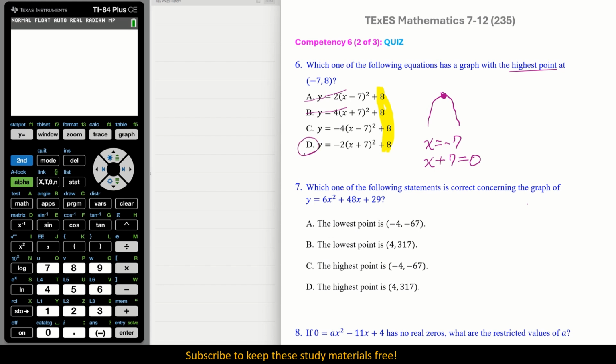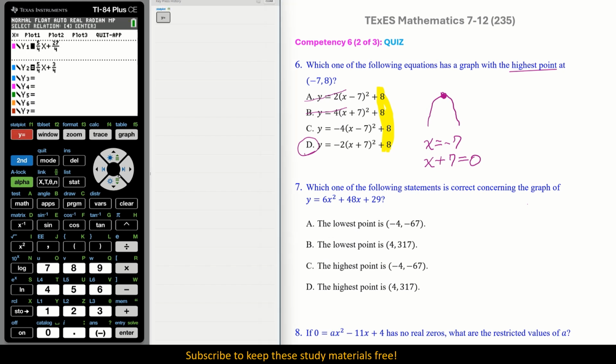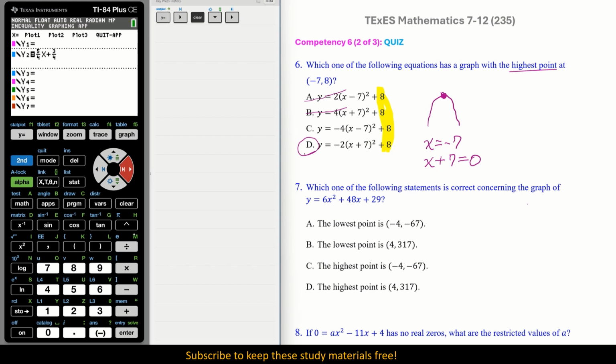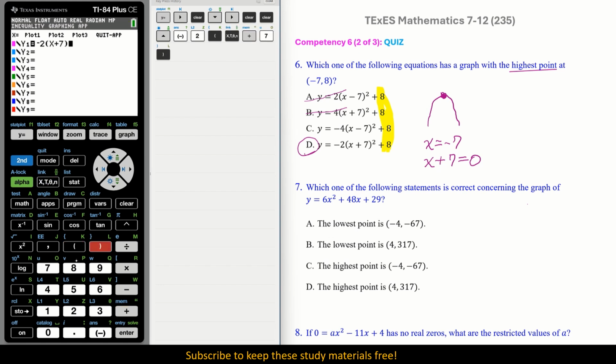If you want to, which I'm not against, go ahead and just graph it. If you get tired during a test, you start double guessing yourself. You're saying, okay, am I right? Am I wrong? And you start getting a little tired, of course. So -2, open parentheses, x plus 7, close, squared, plus 8.